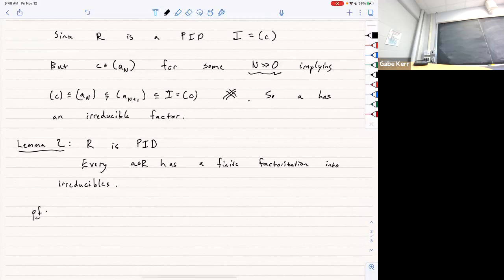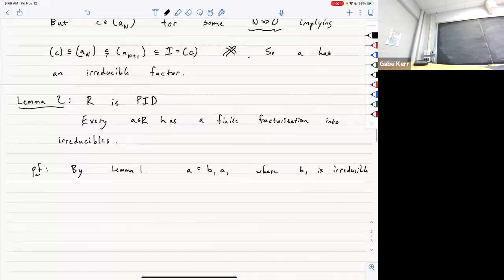The proof is the same kind of argument. What we do now is we use Lemma 1. By Lemma 1, A has an irreducible factor. We write it as A = A_1 times B_1. If A_1 is irreducible, done. We've got a finite irreducible factorization.